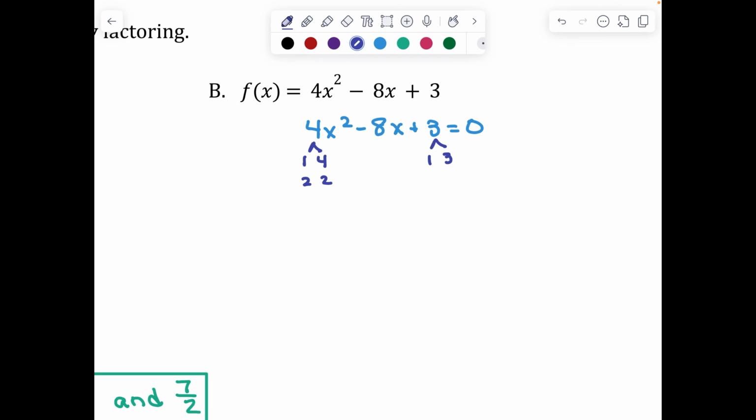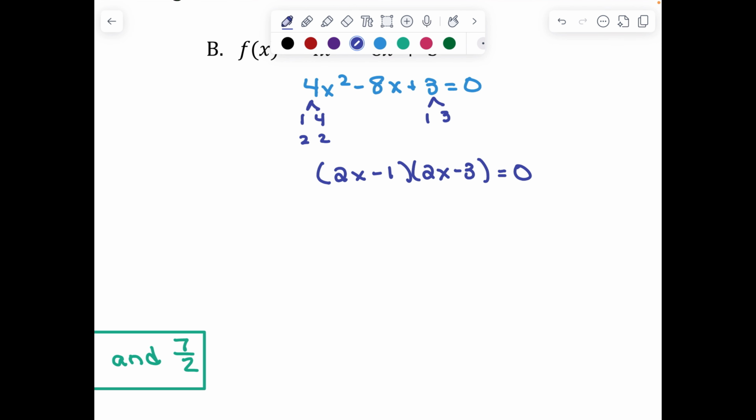We're going to have same signs. So 2 times 3 is 6. 2 times 1 is 2. Add those together, we're going to have 8. So I have 2x minus 1 minus 3. Again, it does not matter where those go since our lead coefficient is the same. So I'm going to go ahead and set these each equal to 0.